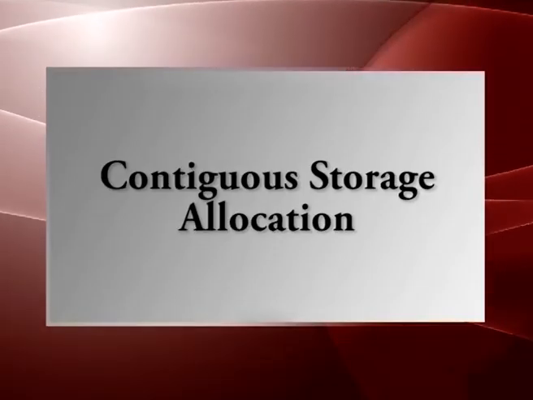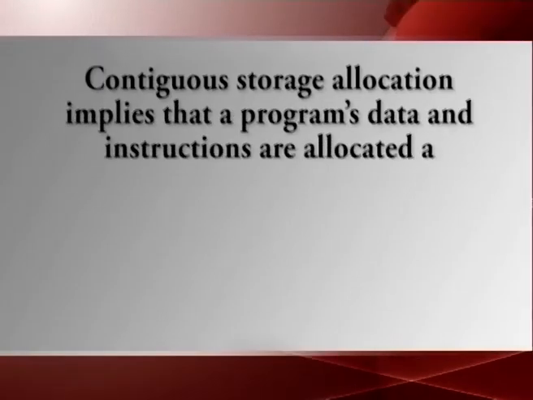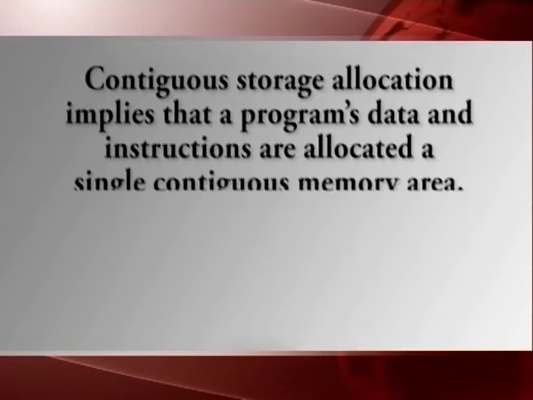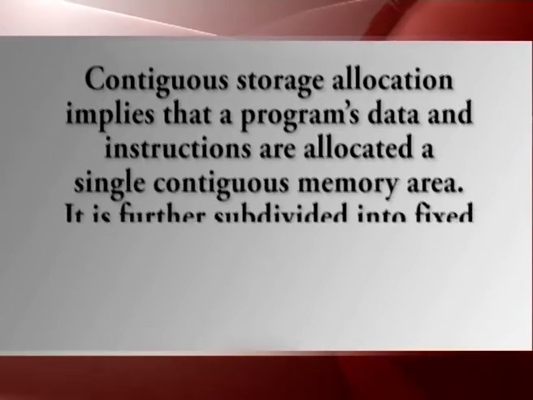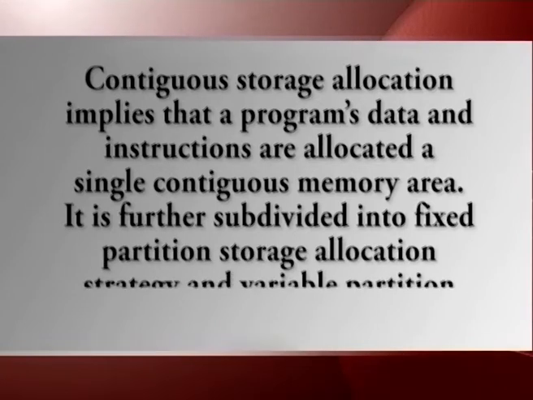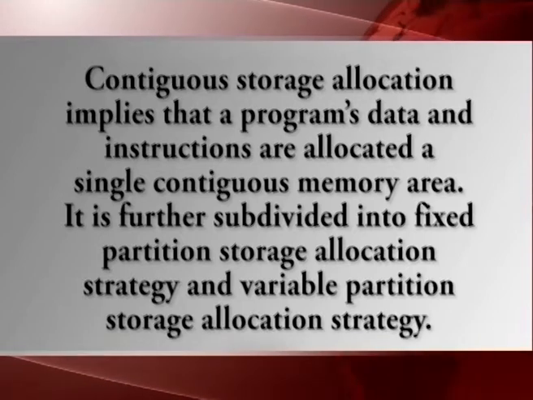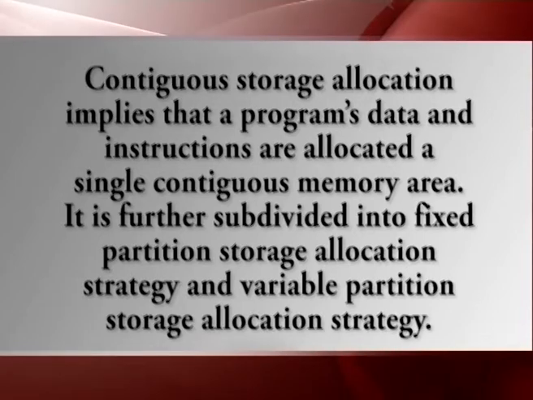Broadly, various techniques to allocate main memory among processes can be divided into two categories. First is contiguous storage allocation. Contiguous storage allocation implies that a program's data and instructions are allocated a single contiguous memory area. It is further subdivided into fixed partition storage allocation strategy and variable partition storage allocation strategy.